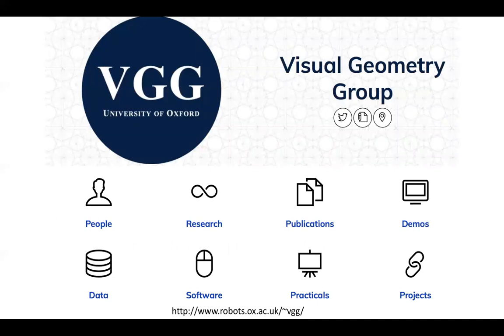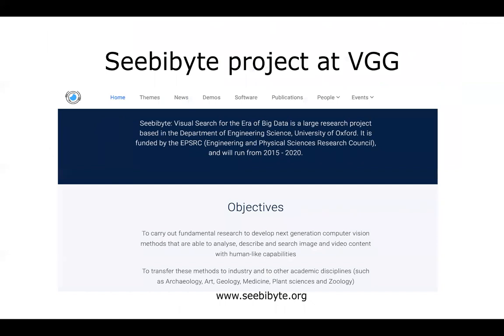This is my research group, VGG, Visual Geometry Group. We're a large general purpose research group doing all kinds of things in computer vision, sometimes audio-visual content as well. This is the project that occupies a lot of my time within VGG, Cyberbyte, which is a research project with 2 objectives, as you can see. One objective is to carry out fundamental research, unsurprising for a research project. I won't go through the entirety of this text, but notice below an important objective is to transfer these methods to industry and to other academic disciplines.